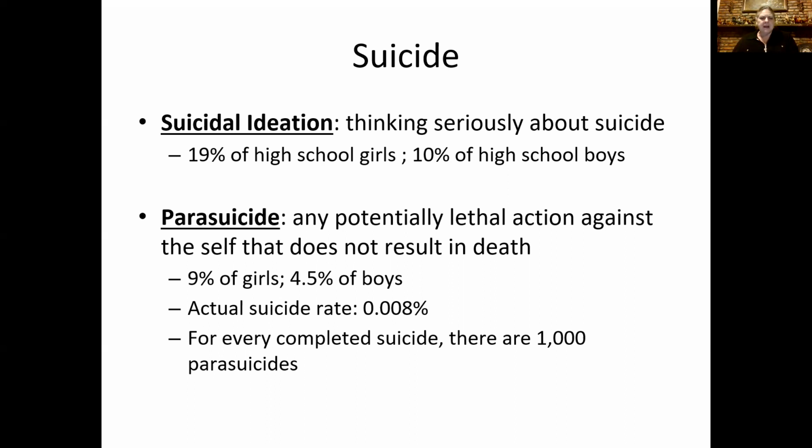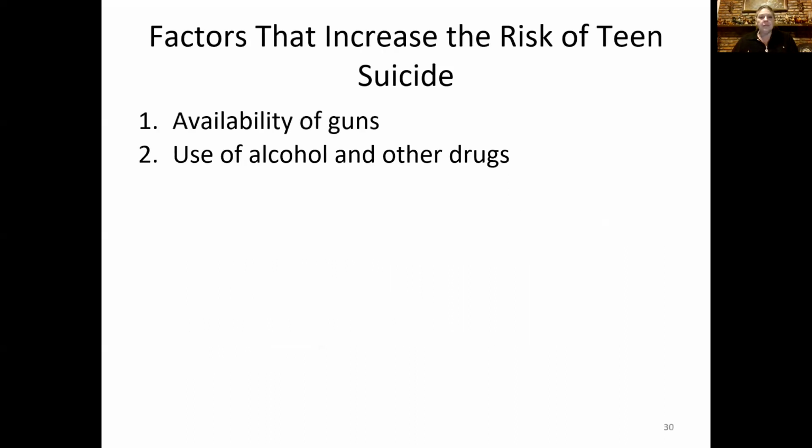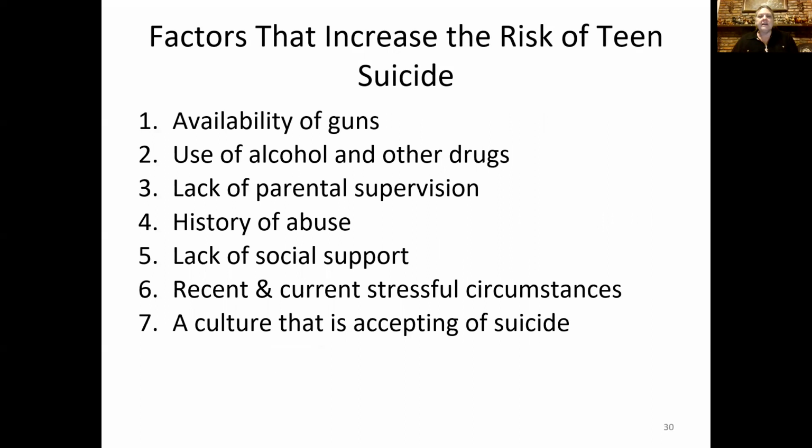Okay, this actual suicide rate, I'm not going to talk about that because we'll talk about suicide rates in another slide, because that's actually too low. For every completed suicide, there are 1,000 parasuicides. So there are a lot of attempts for each actual successful suicide. All right, so factors that increase the risk of teen suicide: availability of guns, use of alcohol and other drugs, lack of parental supervision, history of abuse, lack of social support, recent and current stressful circumstances, and a culture that is accepting of suicide.